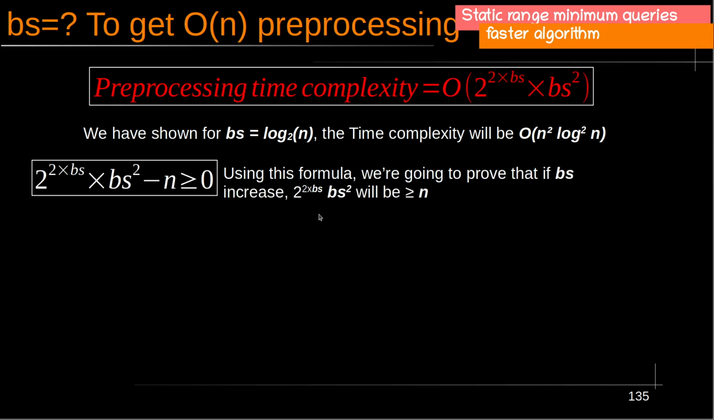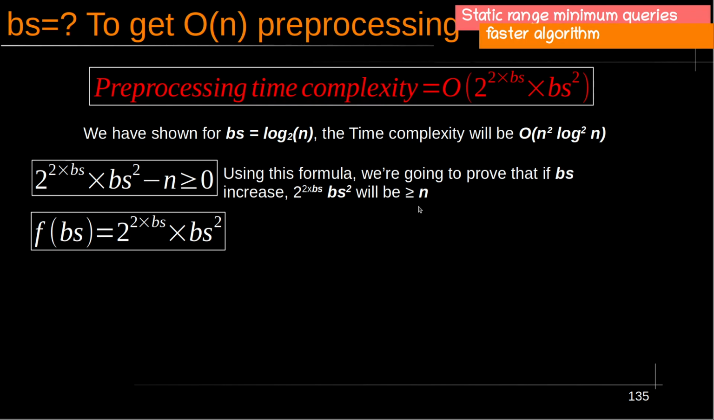First, let's show that using this formula, if BS increases, this formula 2 power 2 times BS square will increase and will be greater than or equal to n at some point. It's very simple to show.